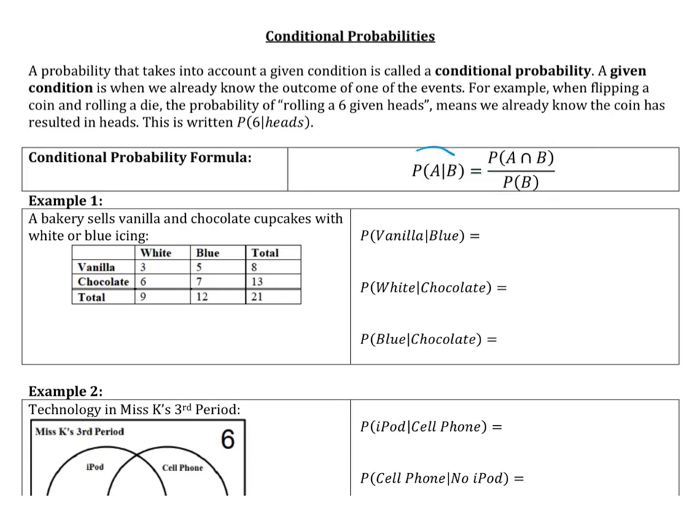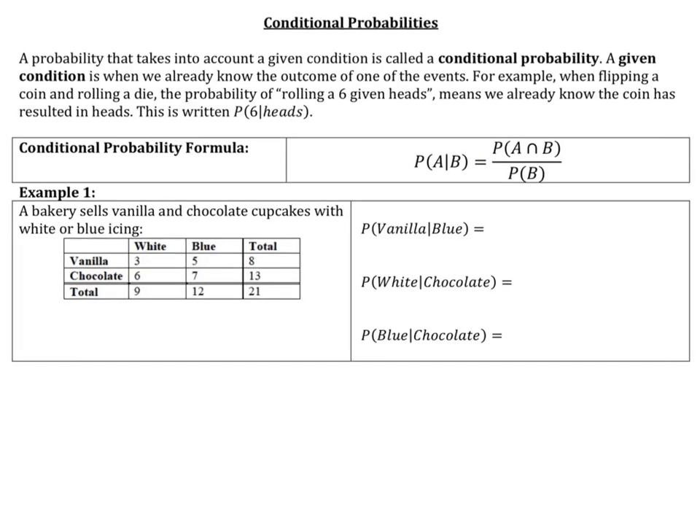And there's a formula for figuring it out. If you want the probability of A given B, you get the probability of A and B and divide by the probability of B. And you'll see it in action here on our first problem. But this means probability of A given B, meaning what's the probability of A given that B already happened. And so we're going to use our first example here.